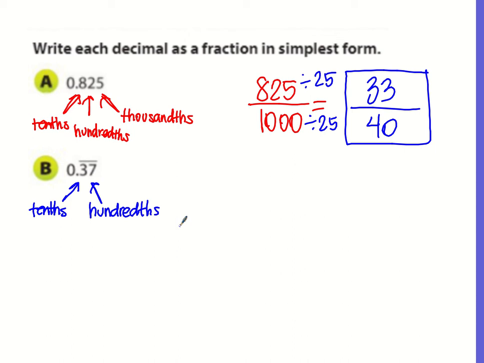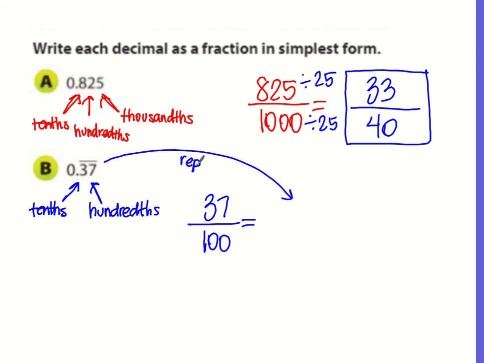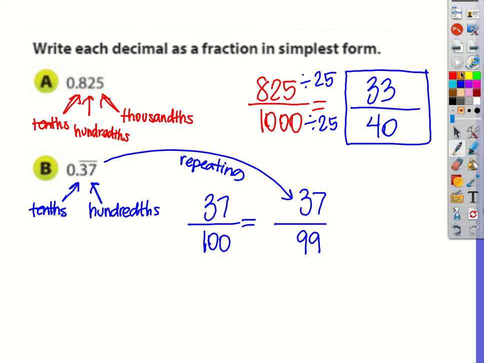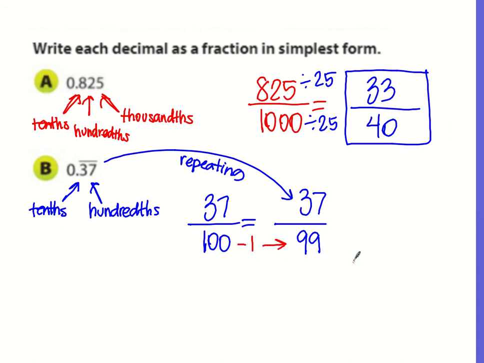If this ends in the hundredths place, so this is 37 hundredths, what you do is you take 1 away. Because it's repeating, this is a trick, you take 1 away. So it'll be 37/99. You do a -1 there, and that gives you 99. So here's how you write a repeating decimal.